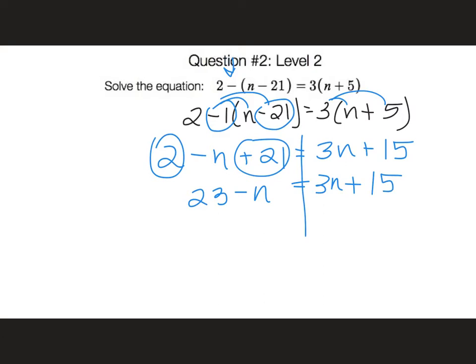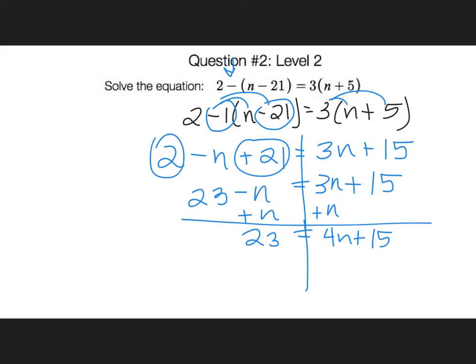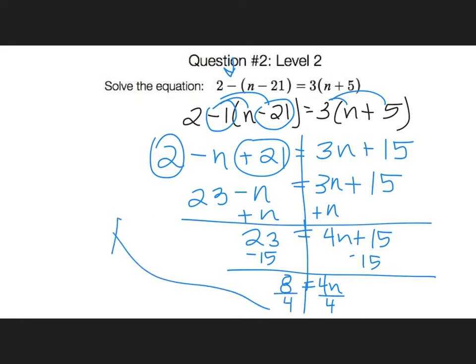Let's move our smaller n, get our n's together, so I'll do that by adding n on both sides, giving me 23 equals 4n plus 15. To get n by itself, let's minus 15 from both sides, leaving us with 8 equals 4n. To get rid of times 4, we'll divide by 4, and we'll come out with 8 divided by 4, n equals 2 for this second one.